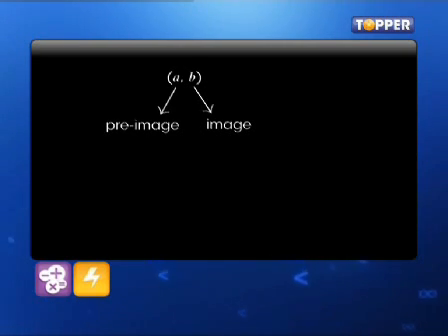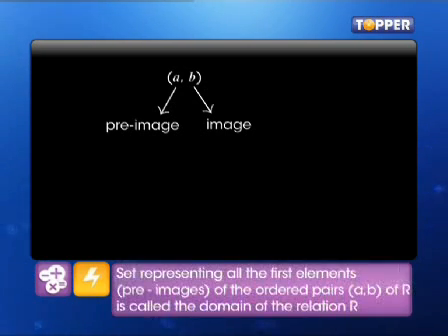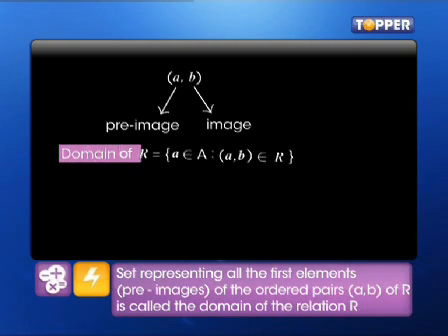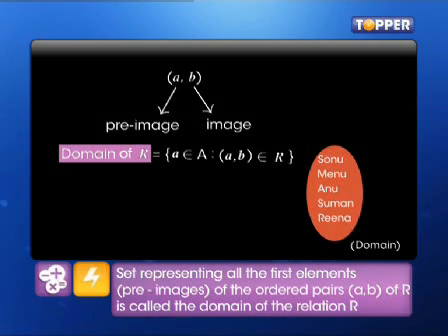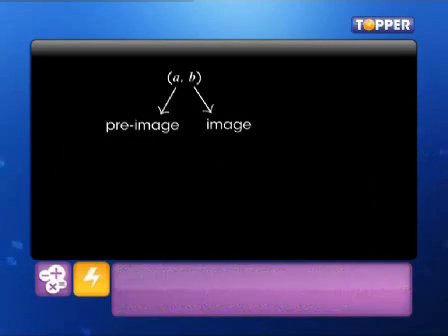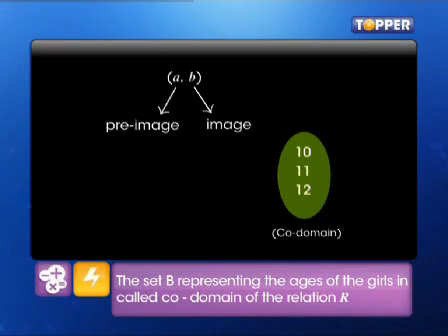Let's move on. The second element in the ordered pair is called the image of the first element, and the first element is a pre-image of this second element. Now the set representing all the first elements, that is pre-images, of the ordered pairs A, B of R is called the domain of this relation R. We can say that the domain is the set of all inputs for the relation. In our example, the set of girls is the domain set of our relation R. The set B representing the ages of these girls is called the codomain of relation R.